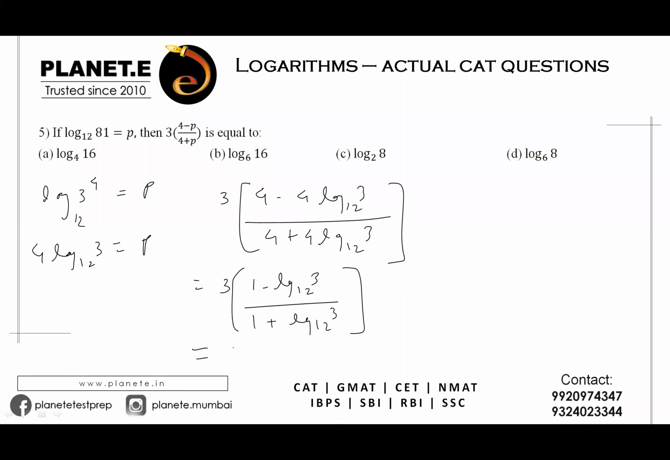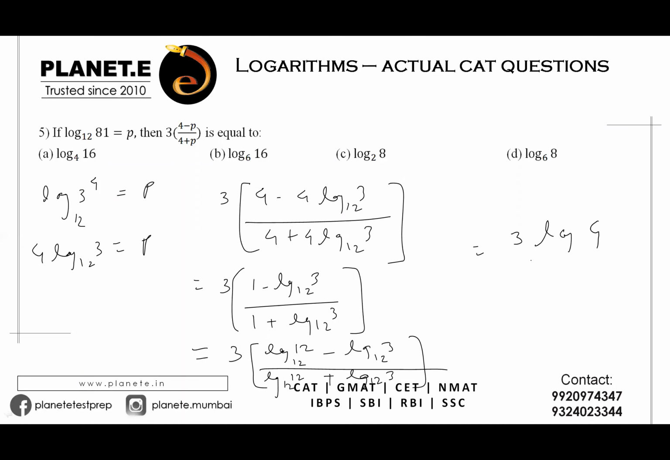Now how can I write this term? 1, I can write as log 12 upon log 12, so that my simplification becomes easy. This is log 12 base 12 minus log 3 base 12, right, upon, again I can write it as log 12 base 12 plus log 3 base 12. This is how I can write it. So log a minus log b is log a by b. So this becomes log 12 cancel from top and bottom.